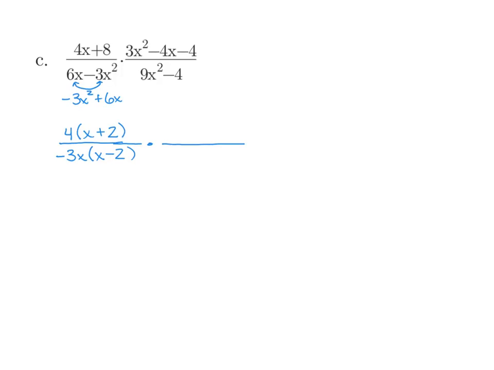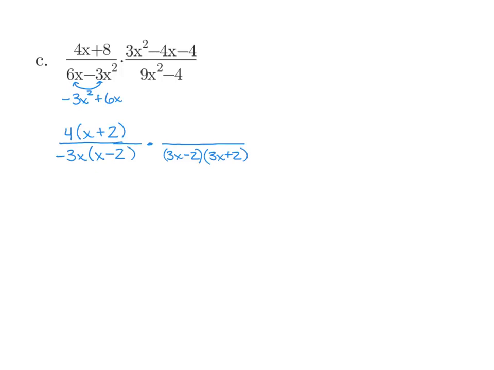All right. The next easiest thing for me to factor, I think, is the bottom right. This is a difference of squares. So if we factor this, 9x squared is going to be 3x and 3x. 4 is going to be 2 and 2. And we have different signs.